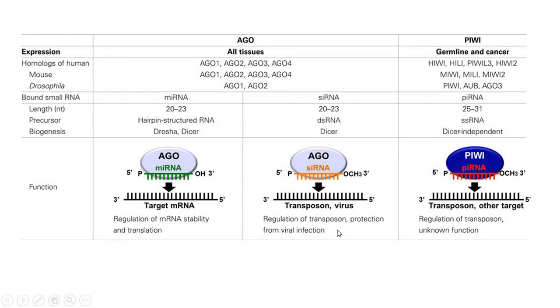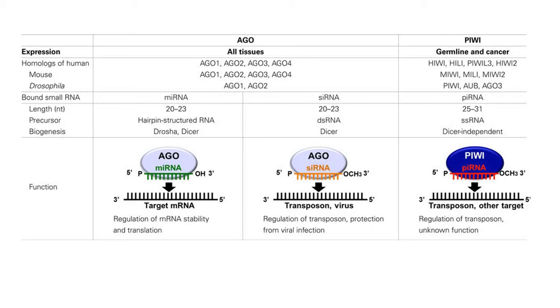siRNAs regulate transposon activity. Protection from viral infection is one of the major mechanisms of siRNAs, especially in plants. Most of the studies have been with siRNA as a protection mechanism against viruses, which is also common in animals as well. For piRNAs, regulation of transposons is one of the functions, and we're still learning about what the other functions of these piRNAs are.